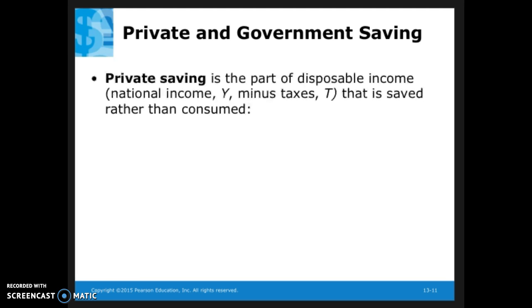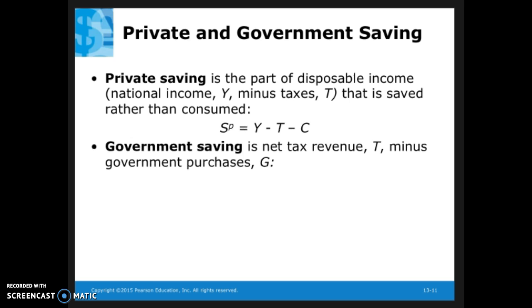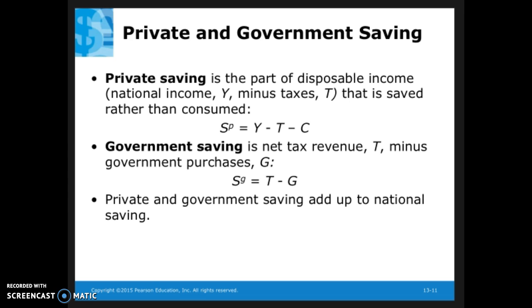So private and government saving. Private saving is the part of disposable income, national income minus taxes, that is saved rather than consumed. Government saving is net tax revenue, T, minus government purchases. So private and government saving add up to national saving.